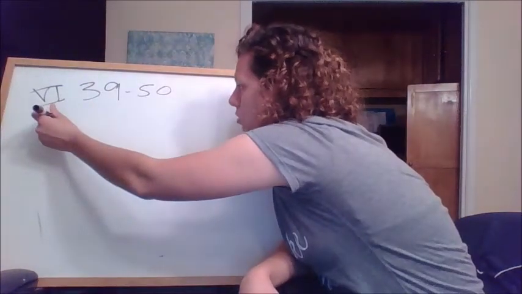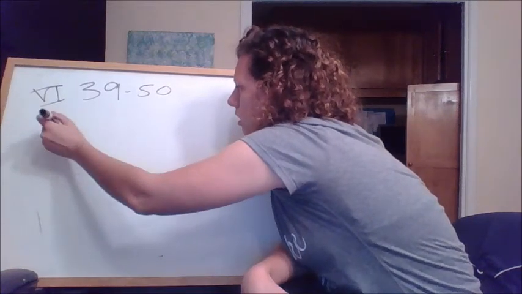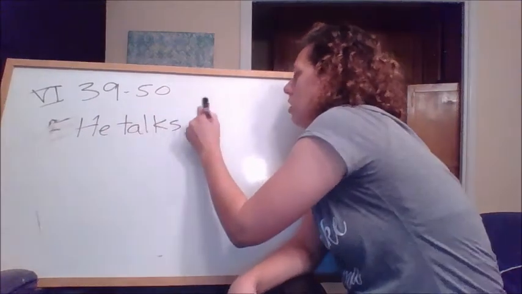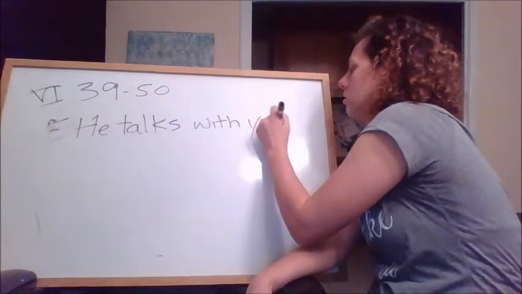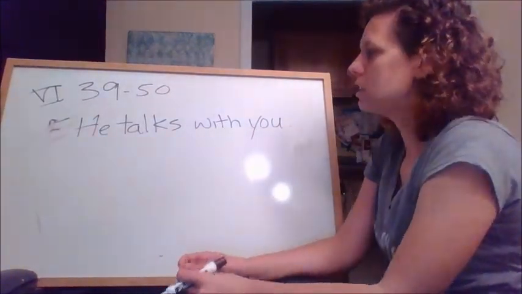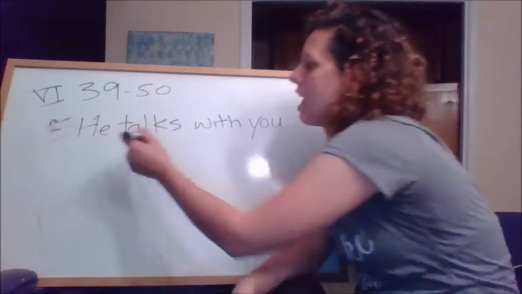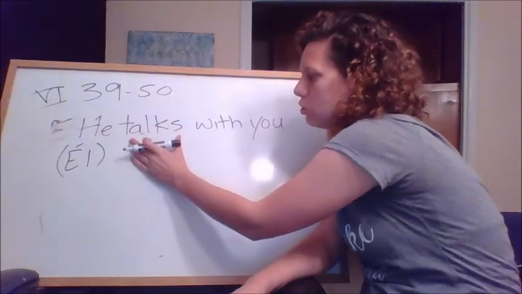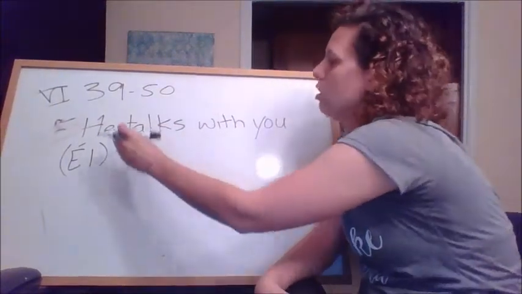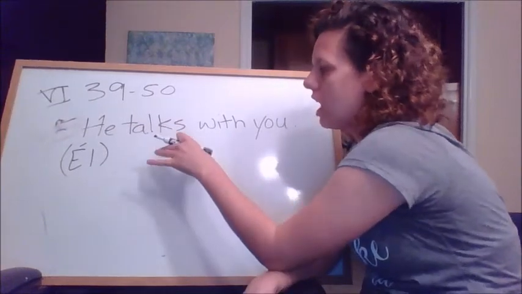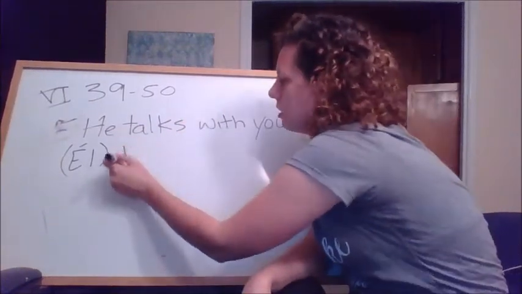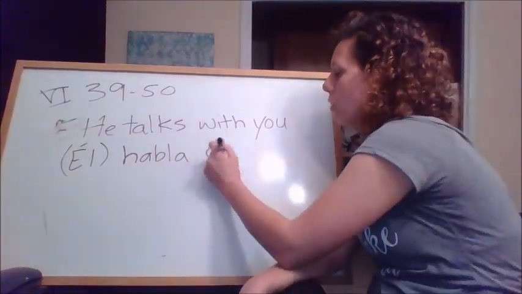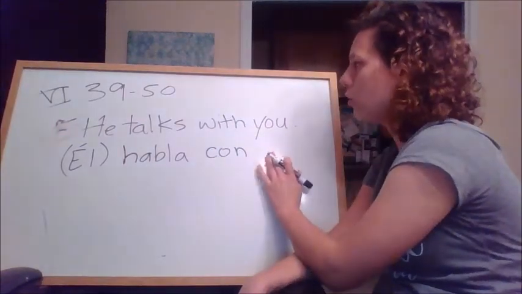So how about he talks with you? Okay. If I had a sentence like he talks with you, we would say él. Then we have to conjugate to talk, which is hablar, for he. Remember that él, ella, usted gets an A at the end, so it becomes habla. Okay. And then we have con, means with, and you.